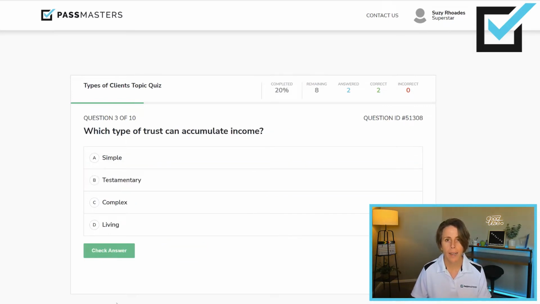Which type of trust can accumulate income? A little bit about trusts for the test. We have a simple trust, testamentary trust, complex trust, or living trust. Which type of trust can accumulate income? That's a complex trust.